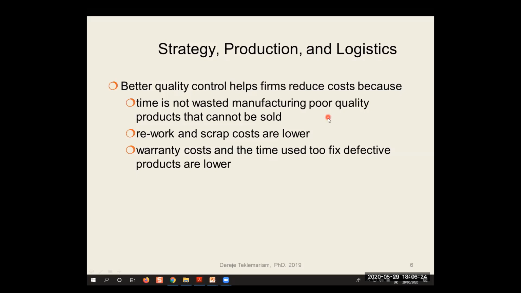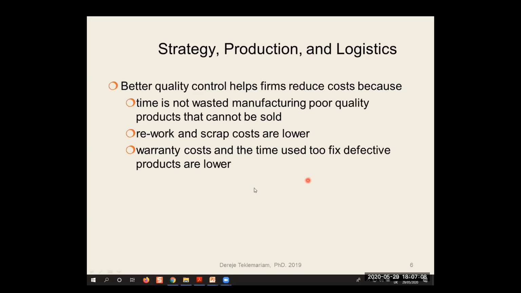If not, another challenge may come. There is the GIGO concept, GIGO meaning garbage in, garbage out. If garbage is in, then definitely garbage will also be the output. This quality control really begins from the input or supply side, or from the selection of suppliers. Plus, quality control also helps to minimize rework and scrap costs. Rework and repetitive tasks will be reduced thanks to better quality control, and even some warranty costs, and there may be time used to fix defective products at lower cost.